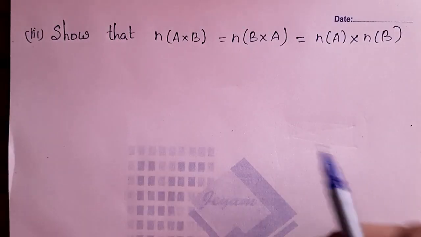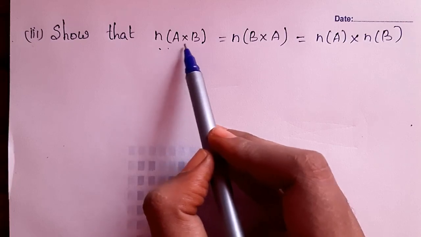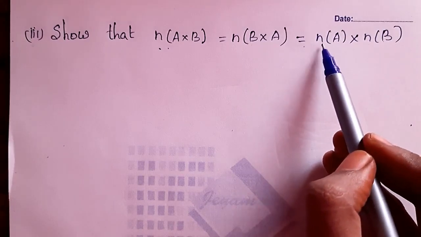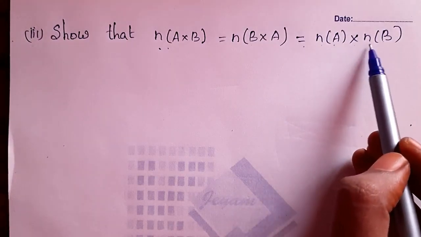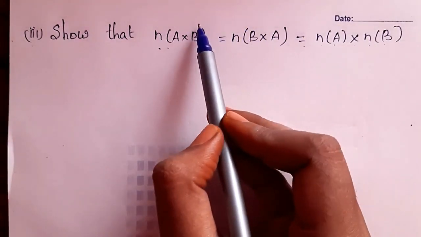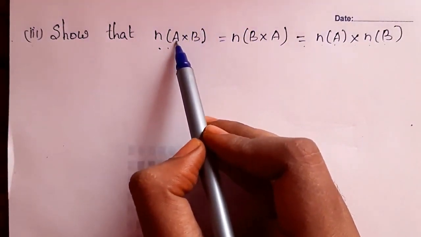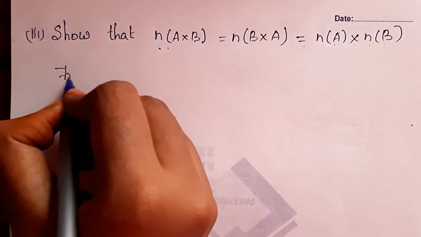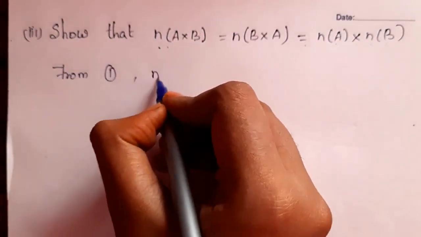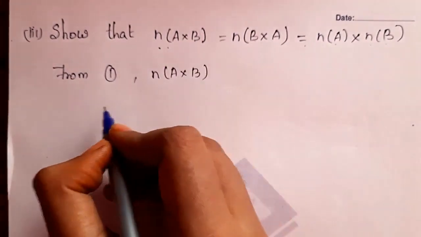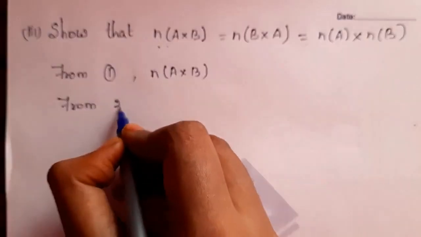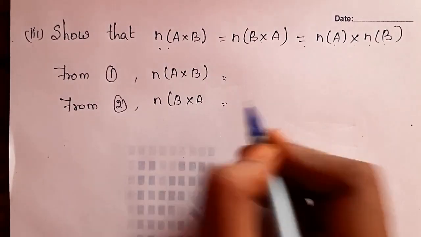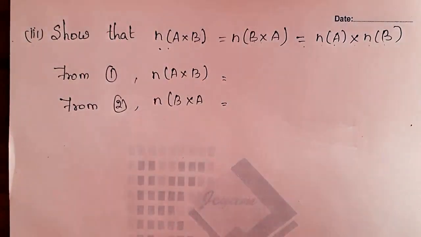Third part: show that the number of elements in A cross B is equal to the number of elements in B cross A, that is equal to the number of elements in A times the number of elements in B. Already in the first part we found A cross B and B cross A. From equation number 1 I can find the number of elements in A cross B. From equation number 2 I can find the number for B cross A.